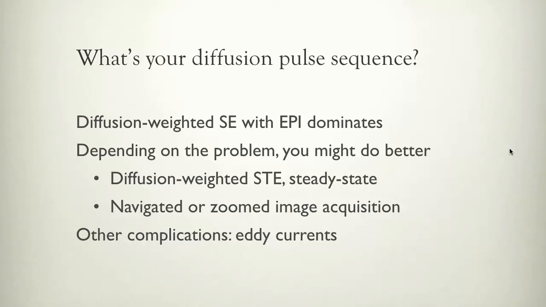Basically, the upshot of all of this is diffusion-weighted spin echoes with EPI are dominant. They're dominant for a good reason, but there are a number of situations where it makes sense to deviate from them, and it's entirely possible that some of these techniques, as they gain ground, will become more common. So for example, diffusion-weighted stimulated echoes or steady-state techniques, navigated. I didn't have time to get into zoomed image acquisition today.